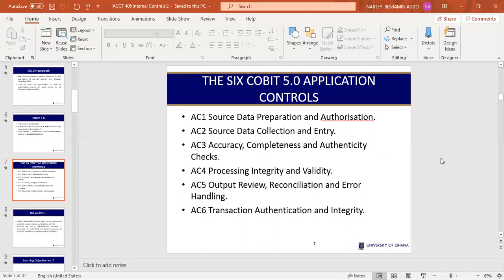There are 6 application controls that we can identify in the COBIT framework. First, source data preparation. As I indicated, the first stage of the data processing activity is the data that will enter the system. If somebody is able to manipulate the data by altering some data figures, deleting some transactions, or creating a transaction in the data, then the perpetrator will have succeeded, because that is the stage at which all the data we need for the information is passed.